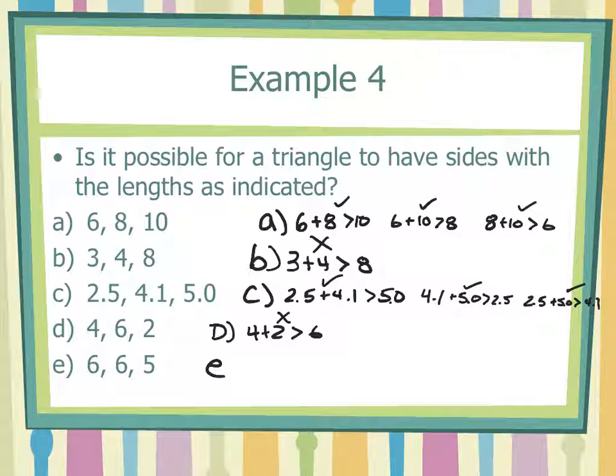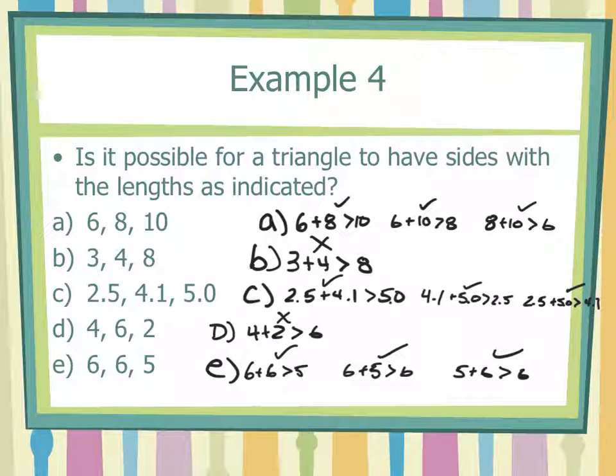Now for E. Okay, so talk to me. 6 plus 6 is greater than 5 because it's 12. 6 plus 5 is greater than 6 because it's 11. And the other one's 5 plus 6, so it's the same thing. There we go. That's how we check whether it's possible for something to be a triangle. That's all we've got for today.